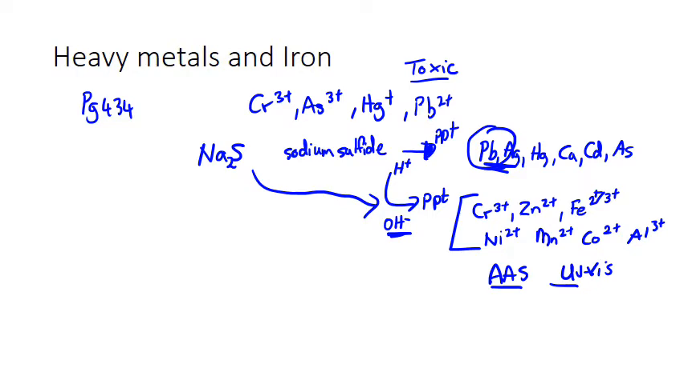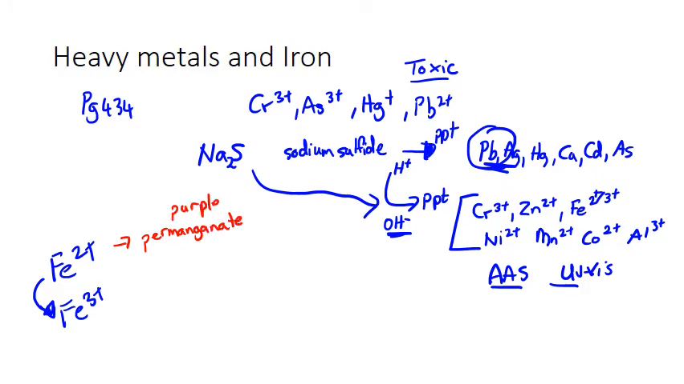Now, the other thing we need to talk about is iron. Iron 2, iron 3. Iron 2 will oxidize into iron 3, so we need to distinguish between them. For the test for iron 2, we use the permanganate. Permanganate is a lovely purple color. So we use purple permanganate, and it will decolorize. It will actually go clear. So if the solution goes clear, we know iron 2 is there.